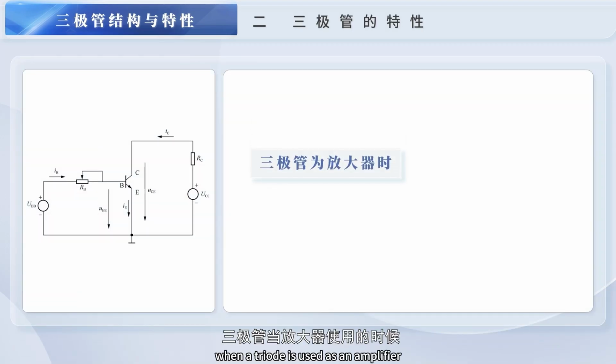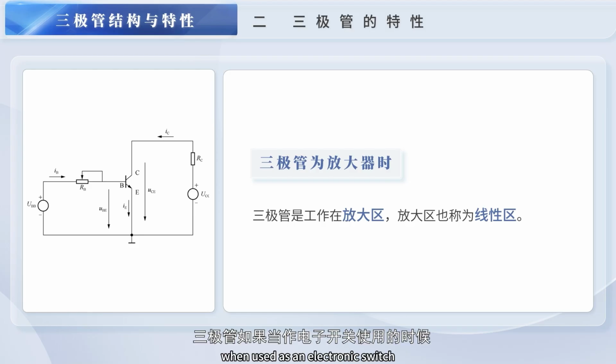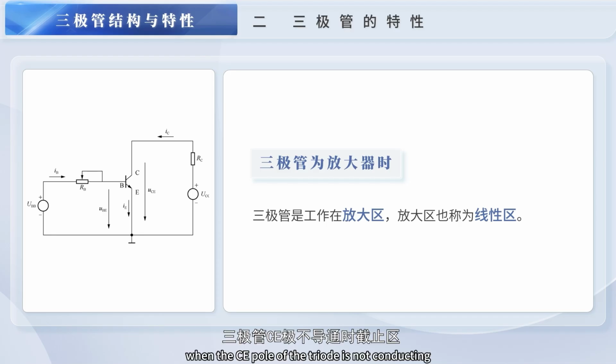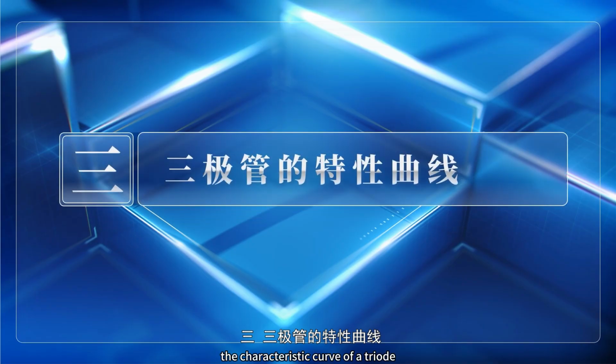When a triode is used as an amplifier, the triode works in the amplification region. The linear region of the triode is also called the amplification region. When used as an electronic switch, the triode works in the cutoff and saturation regions. When the CE pole of the triode is not conducting, it is called the cutoff region. When the triode is fully conducting, it is the saturation region. The characteristic curve of a triode.